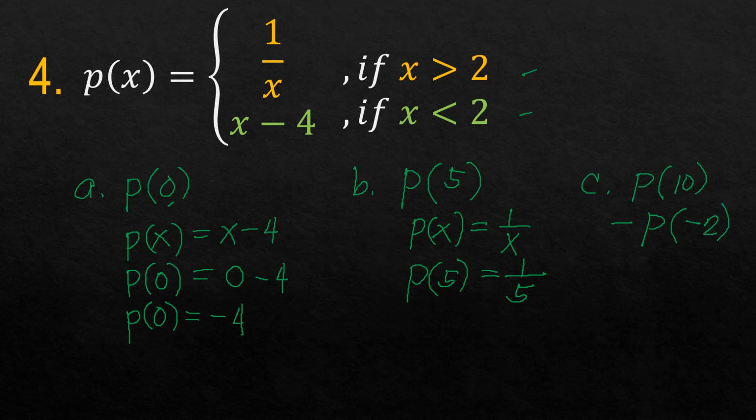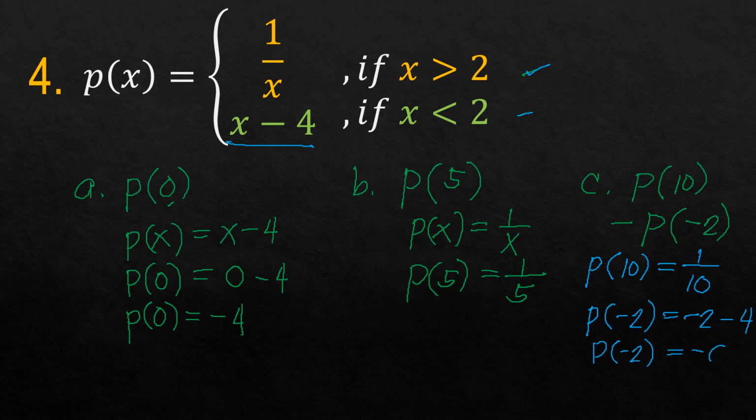Okay, so if that is a problem, you can break it down first. Let's start from solving p of 10. So p of 10 is 10 is greater than 2, so we're using the first function. 1 over 10 is the answer for p of 10. However, for p of negative 2, negative 2 is less than 2, so we're using the second subfunction x minus 4. Substitute negative 2 to x, so we have negative 2 minus 4. So p of negative 2 is negative 6.